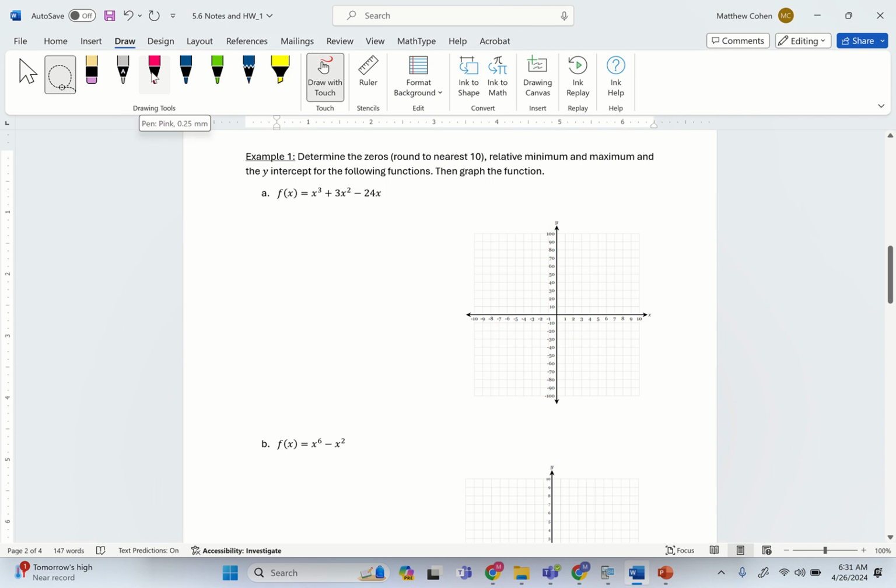Here I'm going to show you how to graph a polynomial function using your calculator. So we're going to use this first example. We're going to graph that on our calculator. So what I'm going to do is put x cubed plus 3x squared minus 24x in my y equals on my calculator.